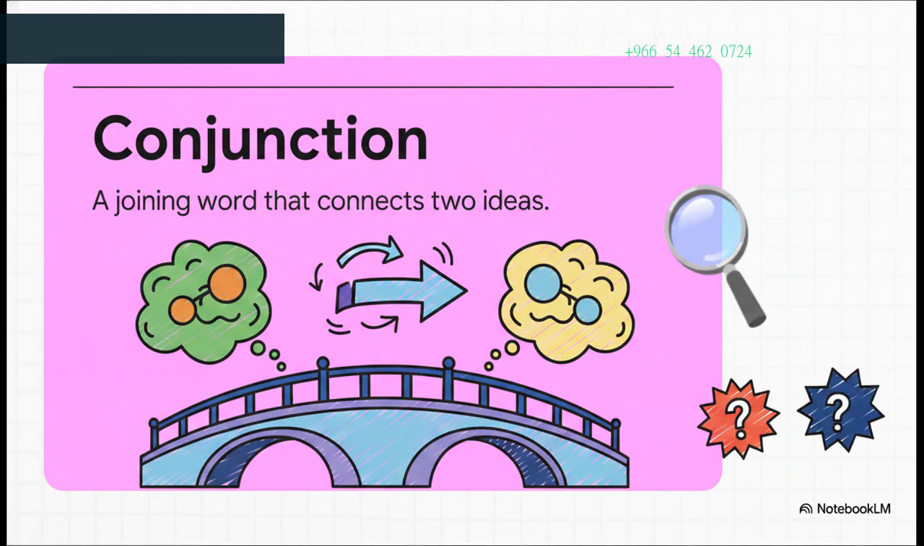So, what exactly are these magic words? Well, they're called conjunctions. Think of a conjunction as a bridge. It's simply a joining word that connects 2 ideas together. But here is the absolute most important rule, especially for your Cambridge English exams. The joining word you choose must perfectly match the logical relationship between those 2 ideas. You literally cannot just guess.